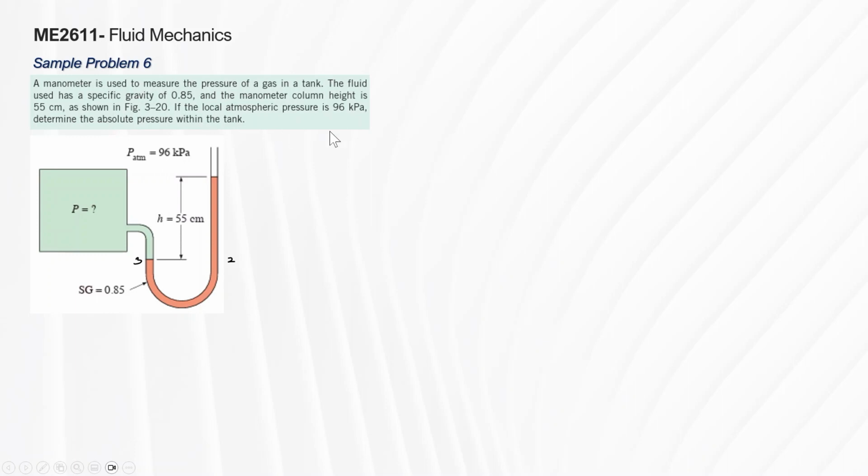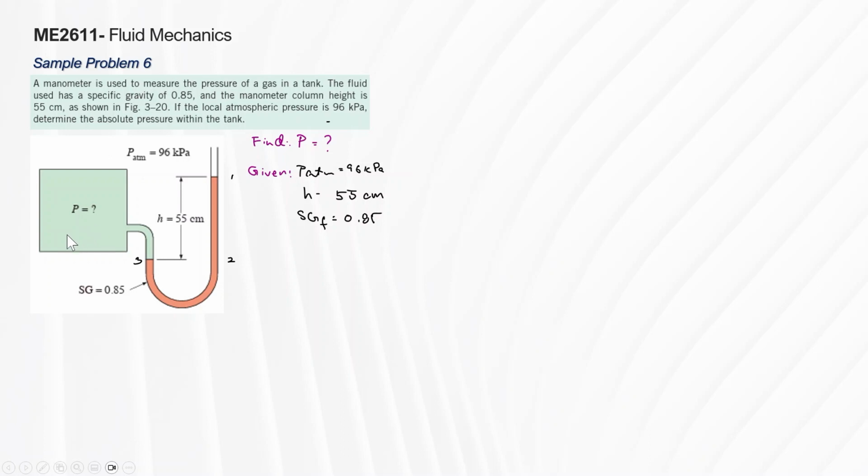The local atmospheric pressure is 96. Determine the absolute pressure within the gas. So, absolute. Really, we need to involve atmospheric pressure here. So how do we do this? We need P absolute, given atmospheric pressure of 96. We have the height of the liquid column and the specific gravity of the fluid at 0.85. So define points 1, 2, and 3 here, which are basically your three points, including the absolute pressure here.